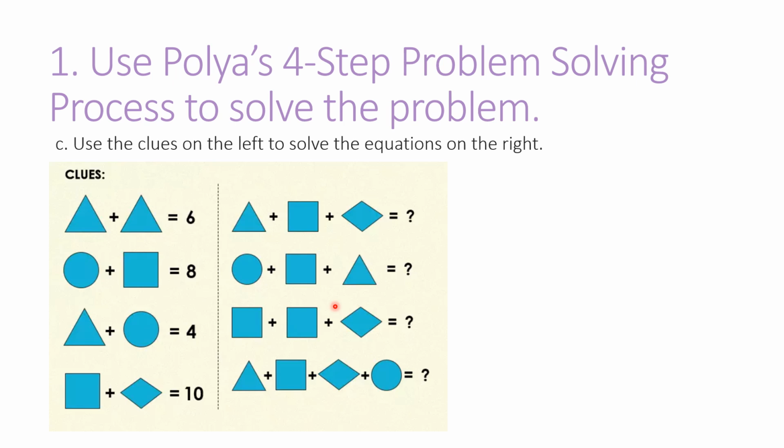All right, so where do you think we should start? We've got to figure out what the value of these shapes are. Is there a particular clue that you think we should start with? Hopefully you noticed that the first clue was the only one that had two of the same shape. So if we've got two of the same shape that add to 6, a triangle is equal to a triangle, right? So that means that 2 triangles equals 6. That means each triangle must equal 3.